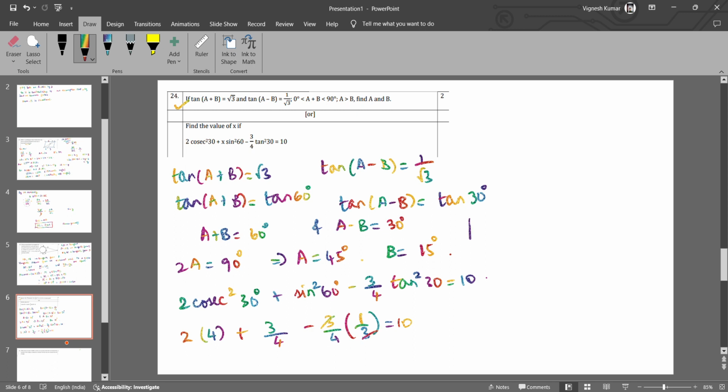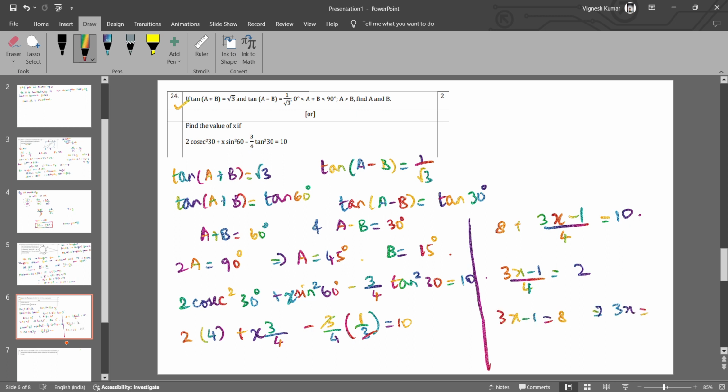So I'll get 8 plus 3 by 4. Wait, I think I have missed this x with sine square 60. So you have an x here. So 3x by 4 minus 1 by 4 is equal to 10 minus 8, which is 2. So 3x minus 1 is equal to 8. 3x is equal to 9, which gives you the value of x as 3. So x is equal to 3 is the required value of x for this equation. So let us move on to the next question.